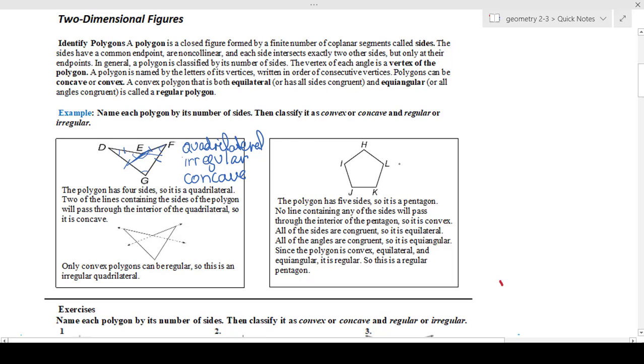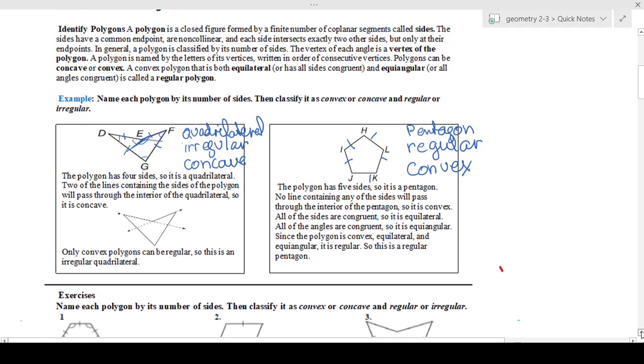Now, let's look at the second example. Here we have how many sides? 1, 2, 3, 4, 5. It is a pentagon. It has 5 sides. Is it regular? Yes, all of the sides are equal and all of the angles are equal, so it is regular. Since it is regular, it can never be concave. It must be convex. Okay, now let's look at the exercise.